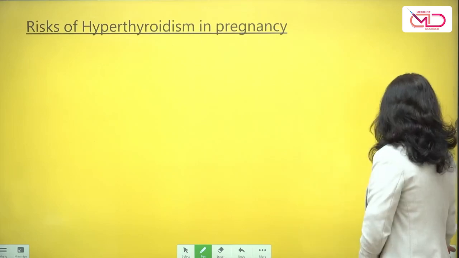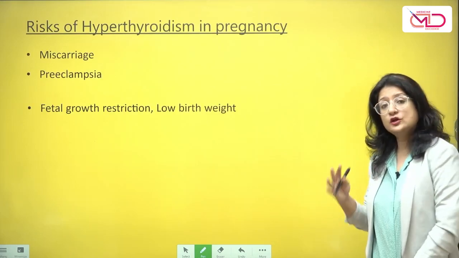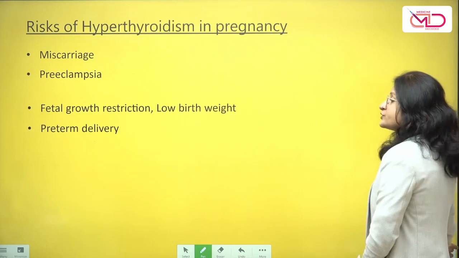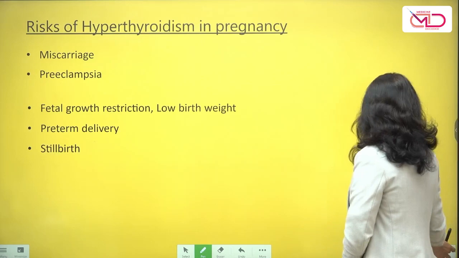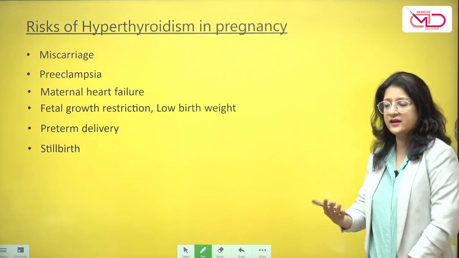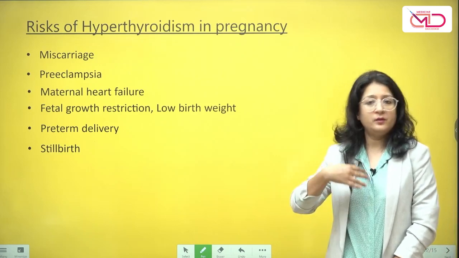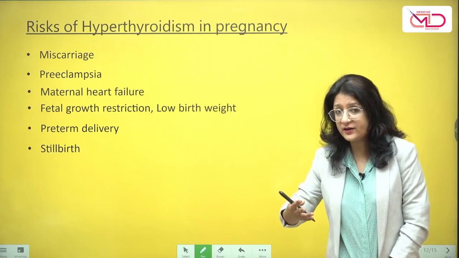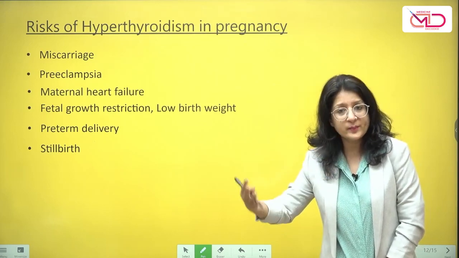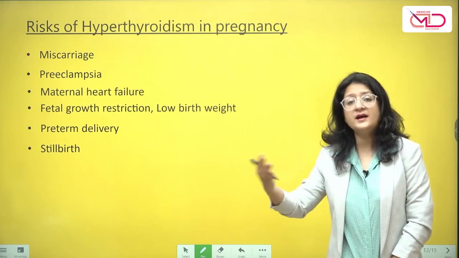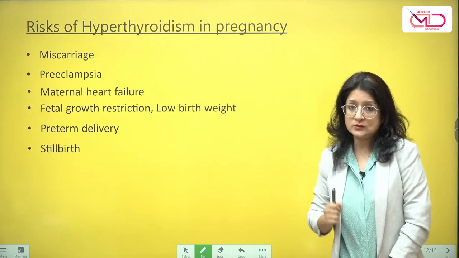The problem occurs when there is untreated thyrotoxicosis during pregnancy. There is increased risk of miscarriage, preeclampsia, fetal growth restriction, low birth weight, preterm delivery, even stillbirth, as well as increased risk of maternal heart failure with this prolonged untreated thyrotoxicosis, with excessive heart rate in the mother, tachycardia, with subsequent cardiomyopathy. There can be cardiac decompensation and increased risk of maternal heart failure also.